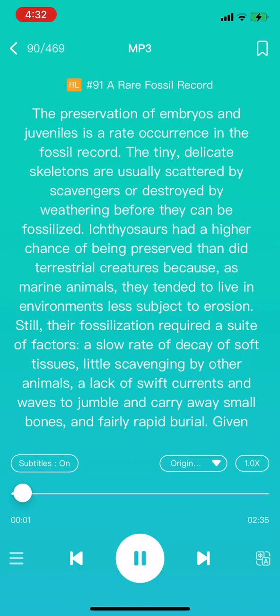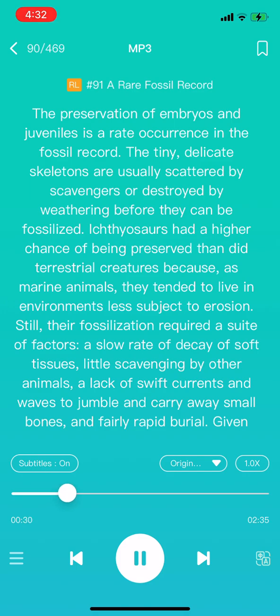A rare fossil record. The preservation of embryos and juveniles is a rare occurrence in the fossil record. The tiny, delicate skeletons are usually scattered by scavengers or destroyed by weathering before they can be fossilized. Ichthyosaurs had a higher chance of being preserved than did terrestrial creatures because, as marine animals, they tended to live in environments less subject to erosion.